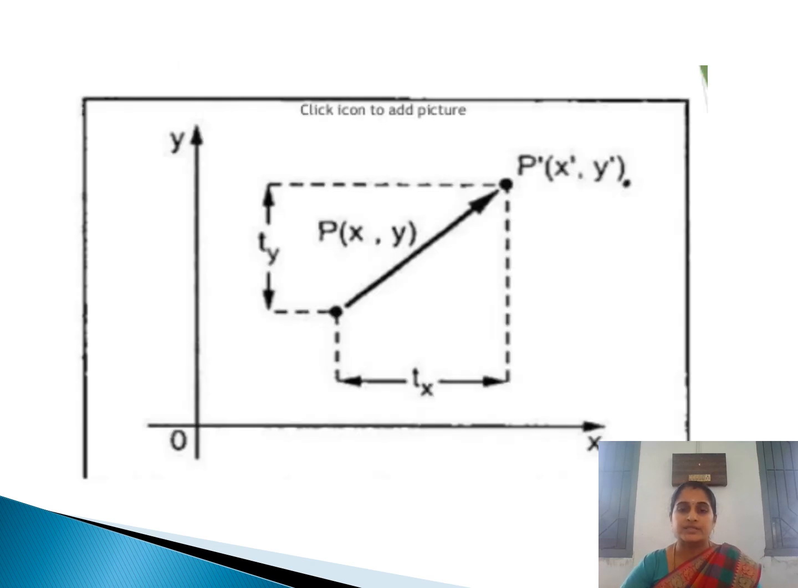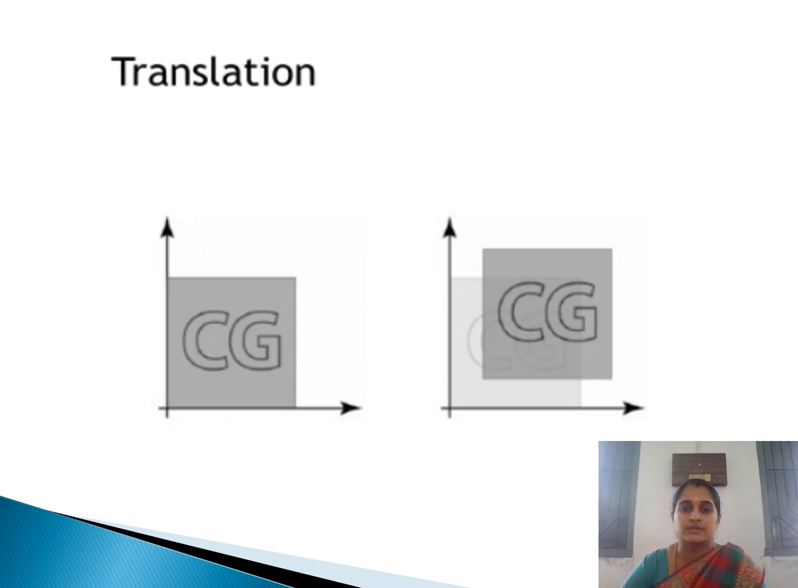This diagram represents the translation process, that is translating a point P to the new position P dash, that is translation of x, y to x dash, y dash by adding the translation distance tx, ty. Here the translation process is for a 2D object. The object is translated from one location to another by adding some values in the x direction and some values in the y direction. So the object is moved from one location to another by adding the translation vectors.